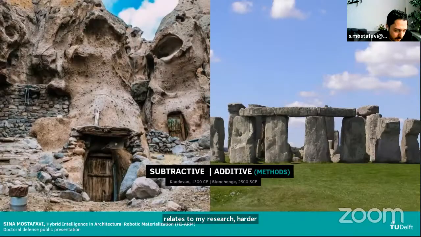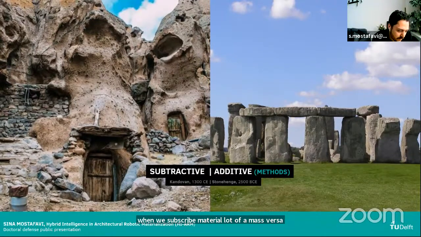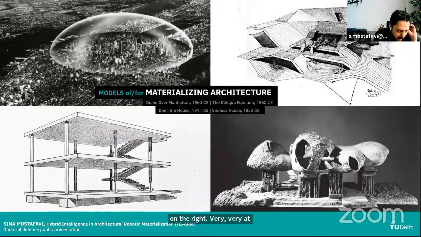How do we build livable spaces? Which methods we may use? For instance, what are the fundamental differences when we subtract material out of a mass versus adding or assembling matters or elements to build up the target design? Like the example you see on the left, where we subtract materials versus the one on the right, where we add elements or matters on top of each other.